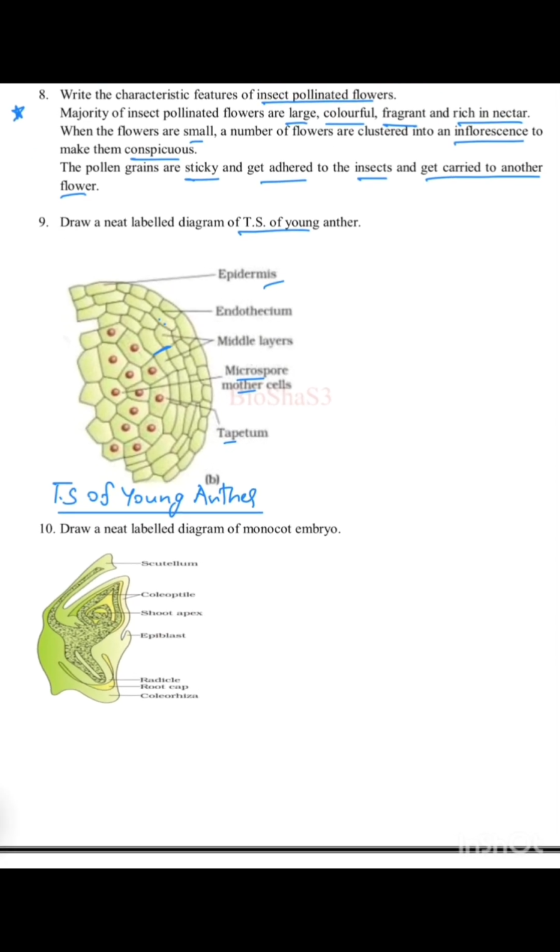Then draw a neat labelled diagram of monocot embryo. So you can see the scutellum, coleoptile, shoot apex, epiblast, radicle, root cap, coleorhiza. So this is a diagram of the monocot embryo. You have to write the footnote and you have to draw the diagram neatly and label it. An unlabelled diagram does not fetch you any marks. Keep in mind, you have to draw the diagram neatly and then label the diagram. Okay.